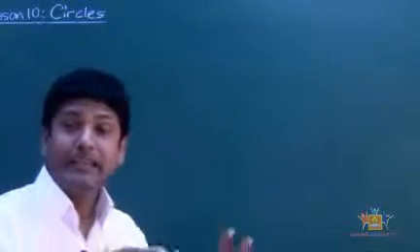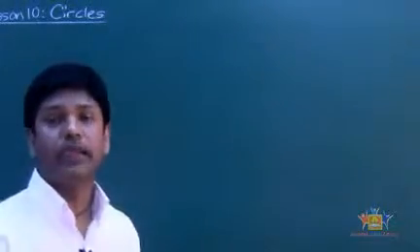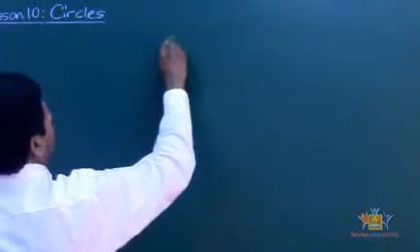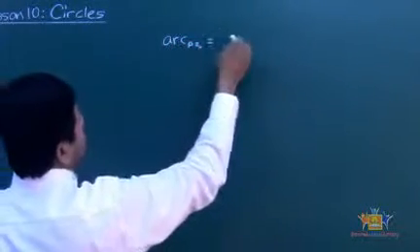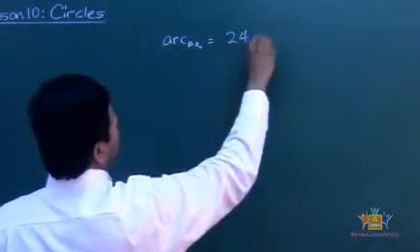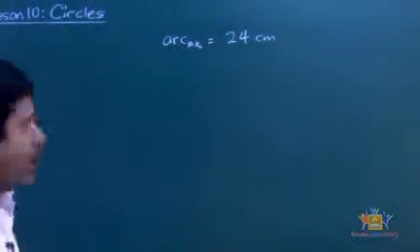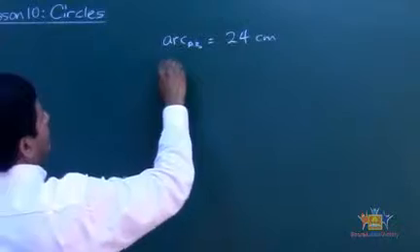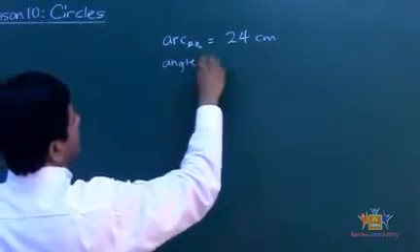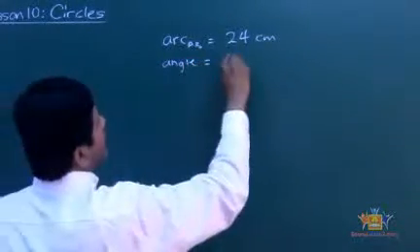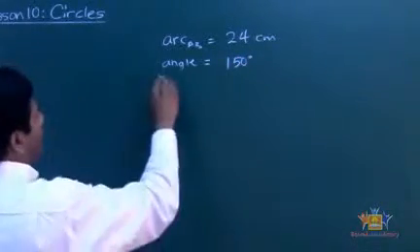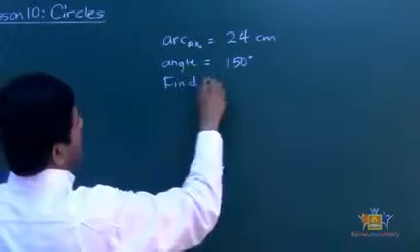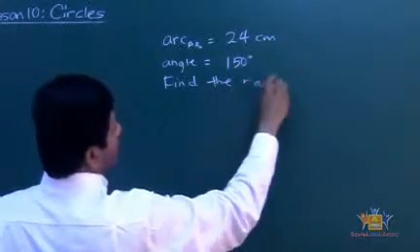My dear student, this time I give you the arc length. Let's say arc AB is 24 centimeters, and I told you the angle at the center of a circle is, let's say, 150 degrees. Find the radius. I want you to find the radius.